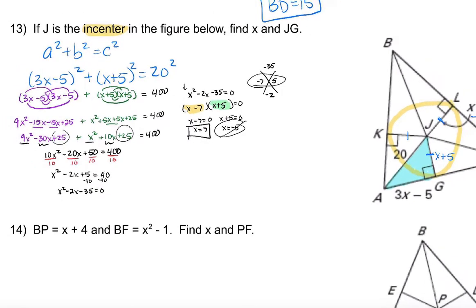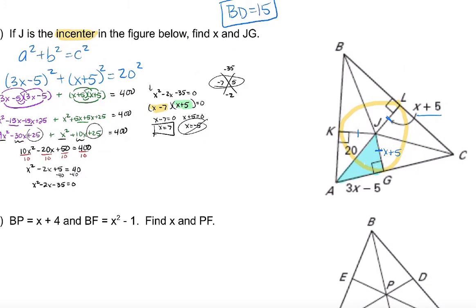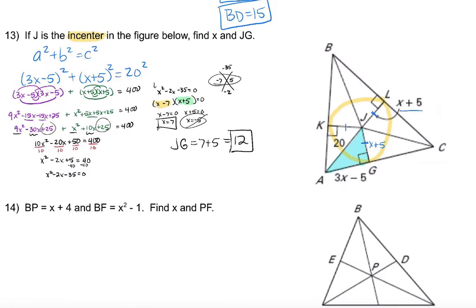So we have found that x is 7, and they also wanted JG. JG is x plus 5, so JG will be 7 plus 5, which is 12. So now we have our x value, and we have our length of JG.